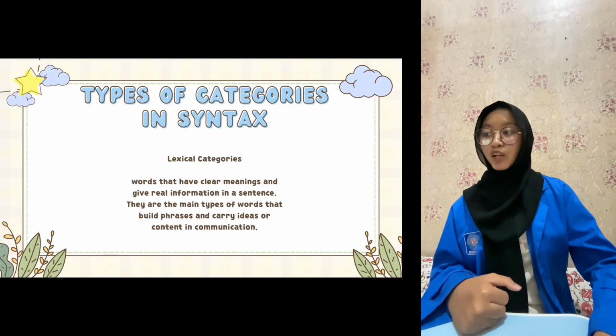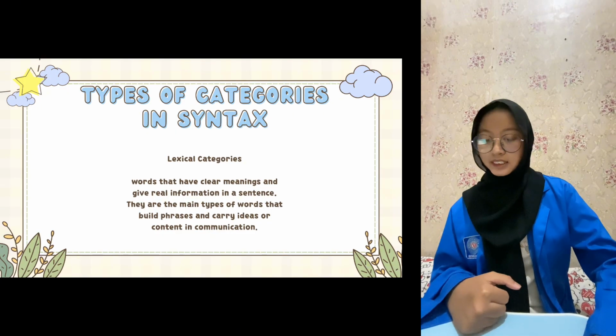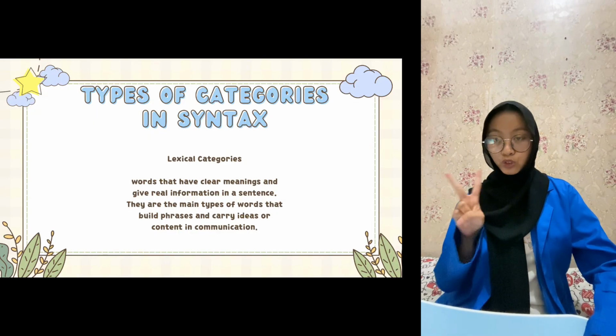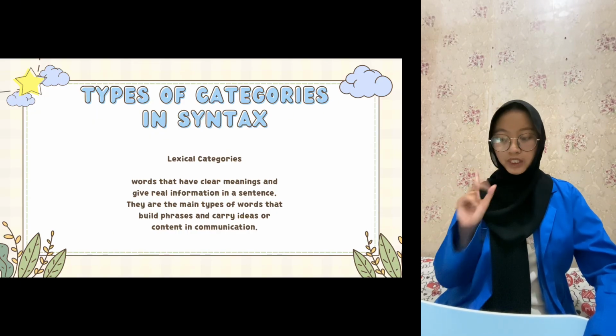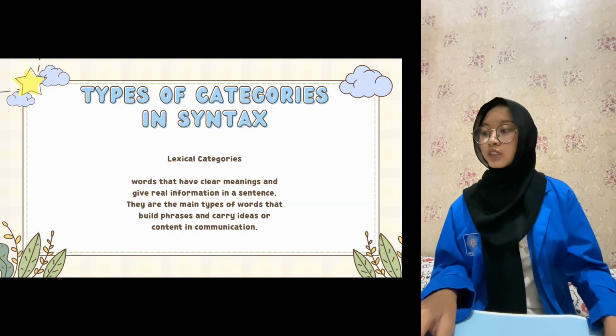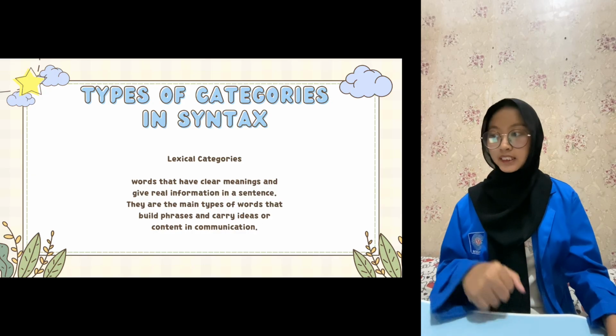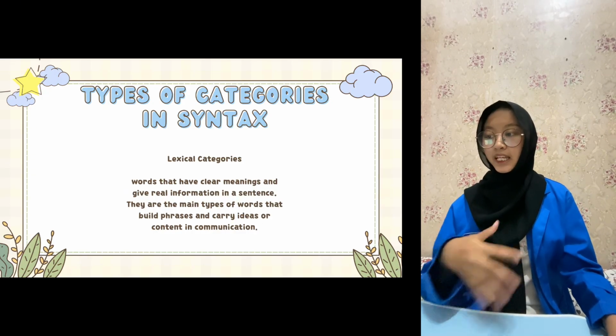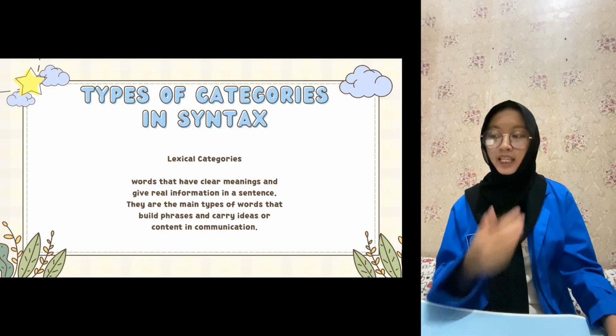Next are the types of categories in syntax. In syntax, words are divided into two major categories. The first type is lexical categories. Lexical categories are words that have clear meanings and give real information in a sentence. They are the main types of words that build phrases and carry ideas or content in communication.